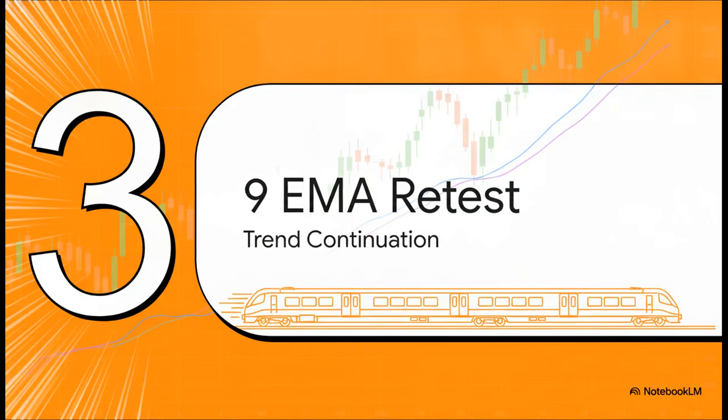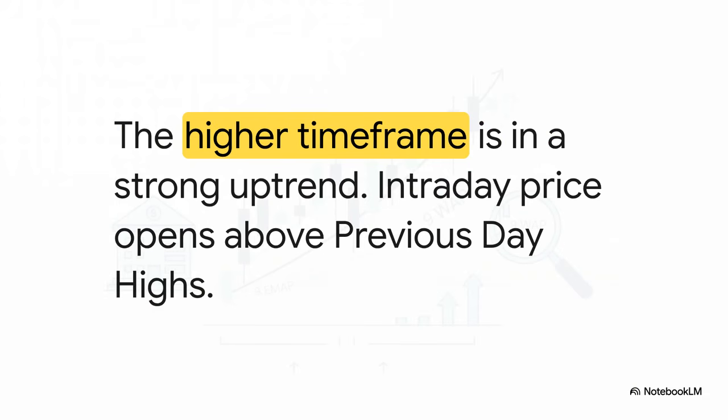All right, section 3, the 9 EMA retest. Let's look at our first real setup for trend continuation. This is where we catch a ride on a fast-moving train. Take this Qualcomm case study from the source. Rule number 1, always check your higher time frame first. The higher time frame dictates the power.